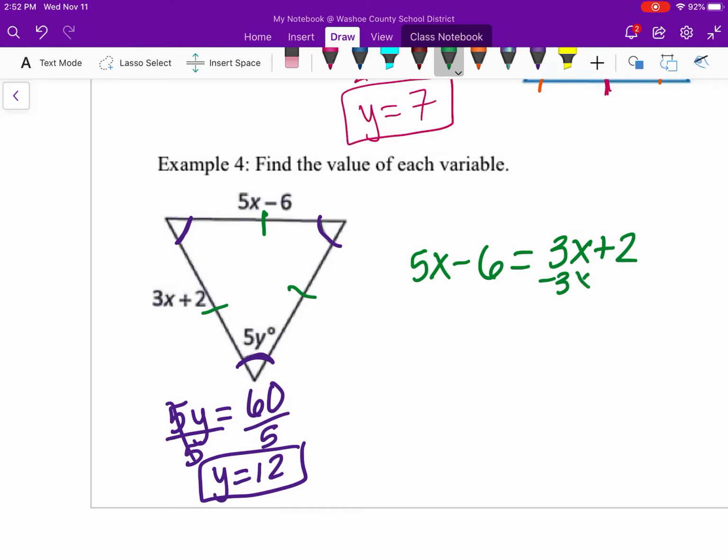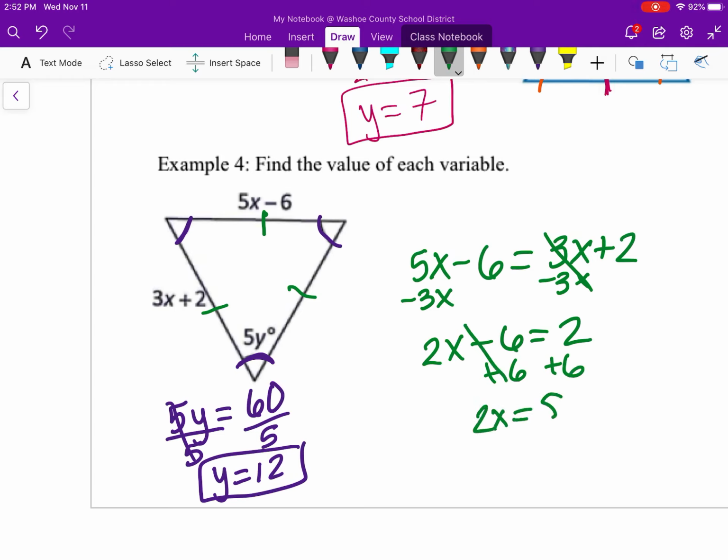Okay, so I'm going to subtract 3x from both sides. That gives me 2x minus 6 equals 2. I can add 6 to both sides. 2x comes out to be 8. And then I can divide by 2. And x equals 4. And that's the end of this section.